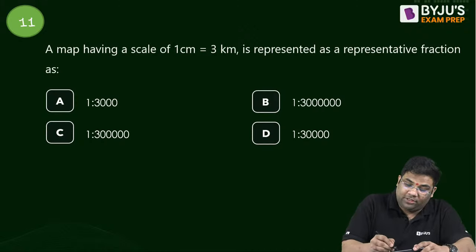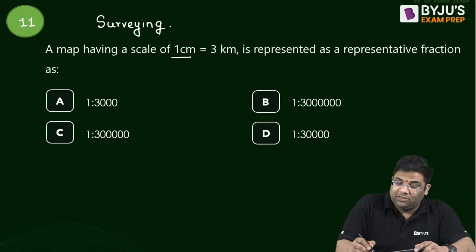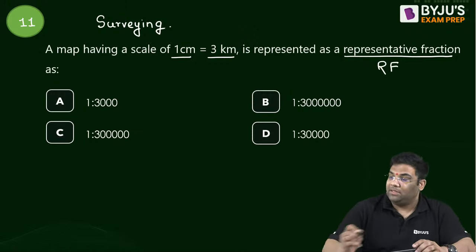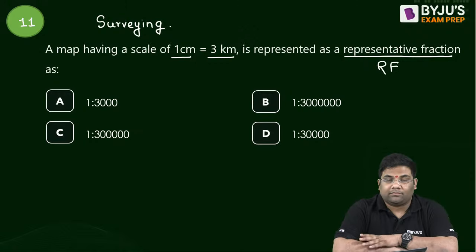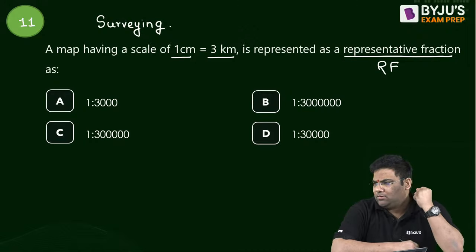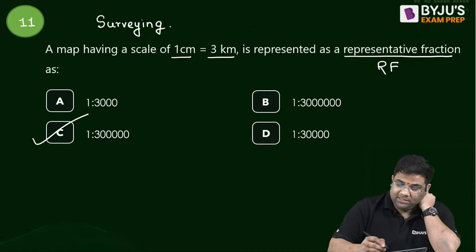Next question from surveying. Please answer this question. From surveying, very straightforward question. On scales, 1 centimeter is to 3 kilometer. What is the RF, representative fraction? Please answer this question. Fast, very fast. Very good. Within 15 minutes we have solved 11 questions. We are going very good. More fast. Come on. Very good. Yes, this is the answer.